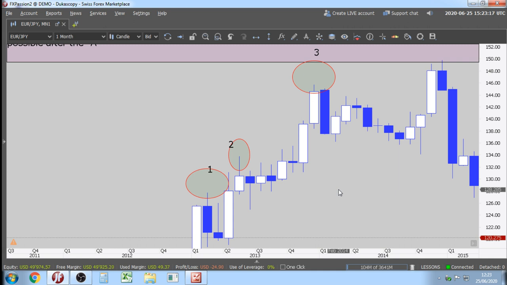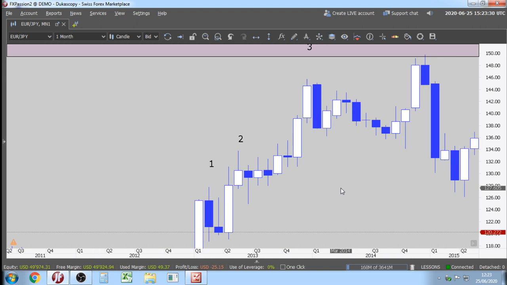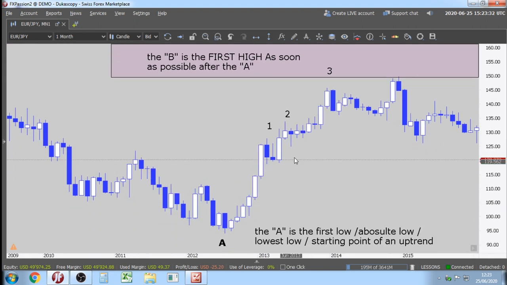Patak, number two. Yes, everybody, number two is the correct answer. This is the first high as soon as possible, because number two is a high, right? So yes, number two is the B.